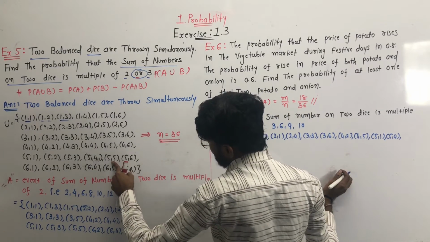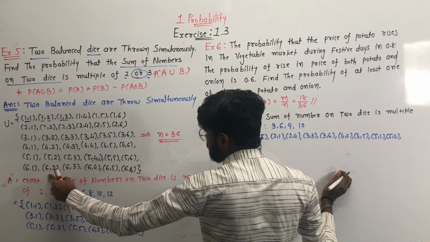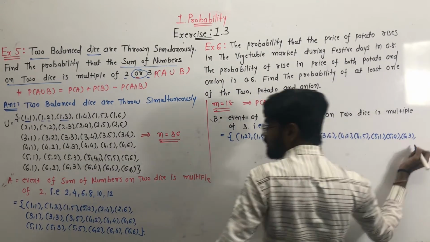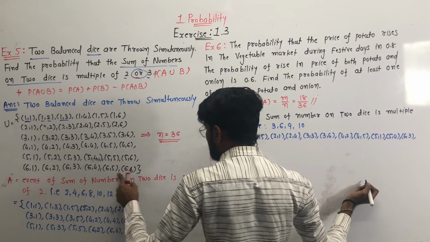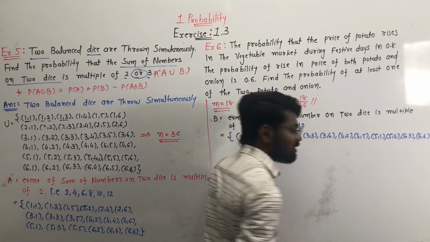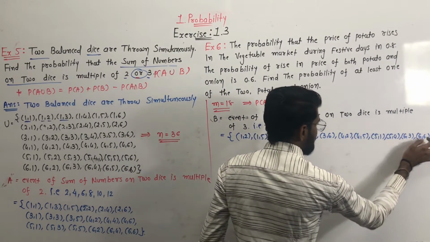Then 5 plus 6 is equal to 11, 6 plus 1 is equal to 7, 6 plus 2 is equal to 8, 6 plus 3 is equal to 9, then 6 plus 4 is equal to 10, and the last one is 6 and 6. Okay, so these are the elements of the event B. How many? 1, 2, 3, 4, 5, 6, 7, 8, 9, 10, 11 and 12.